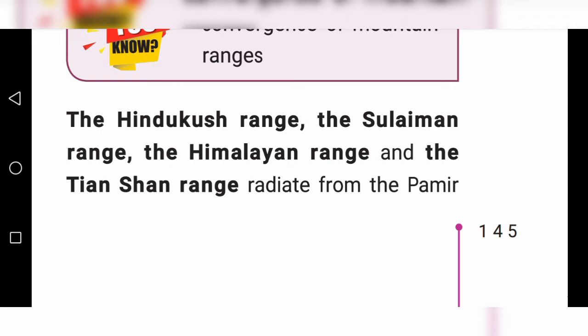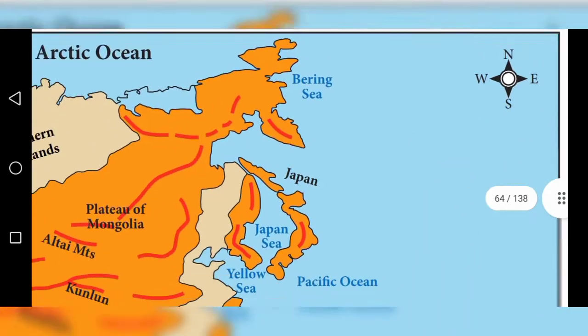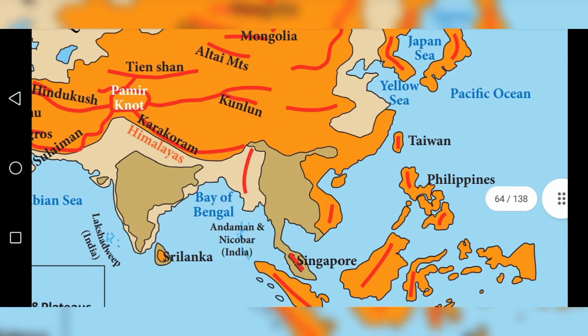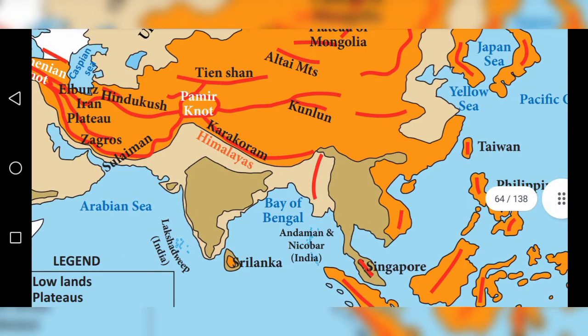Next one, children, the Hindukush range, the Sulaiman range, the Himalayan range, and the Tian Shan range radiate from the Pamir knot. So this is the Pamir knot, children. The white color denotes the Pamir. So these are all the Pamir knots. The red color, no, it's a mountain range. The mountain is continuous, so going, no. So the Hindu Kush range, Sulaiman range, the Himalayan range, and the Tian Shan range radiate from the Pamir knot.